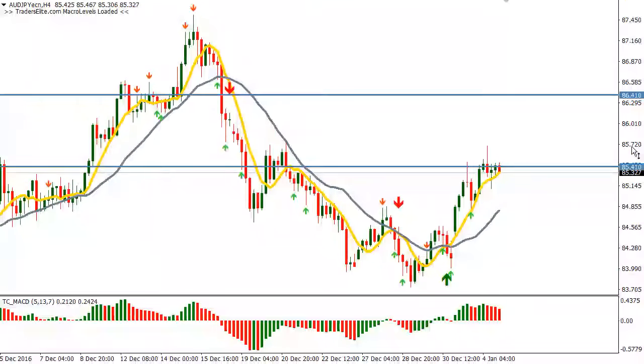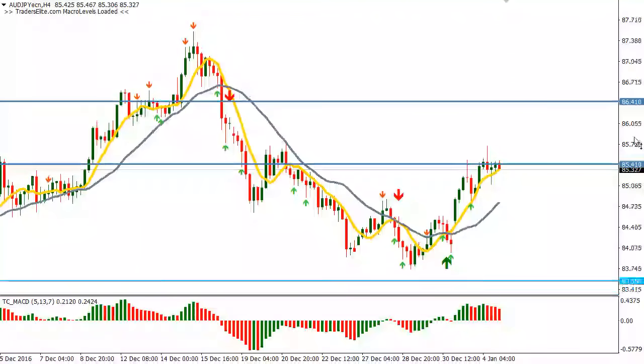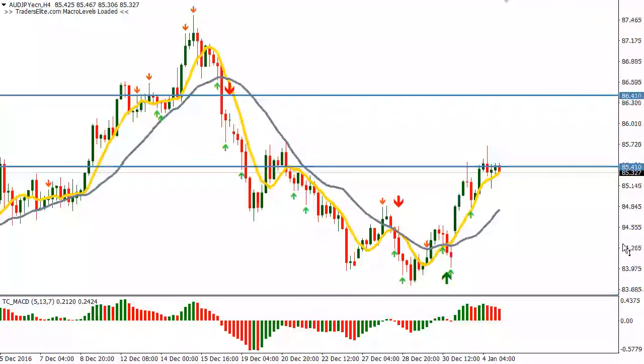If it continues down, then of course all bets are off, and we'll see how it responds. Maybe it's going to go back down towards 83.55. But right now, we're looking at a long trade, but only if it gets up convincingly above 85.41.